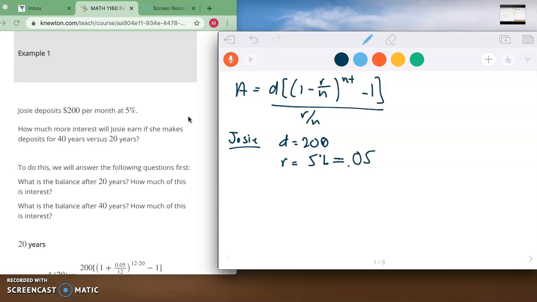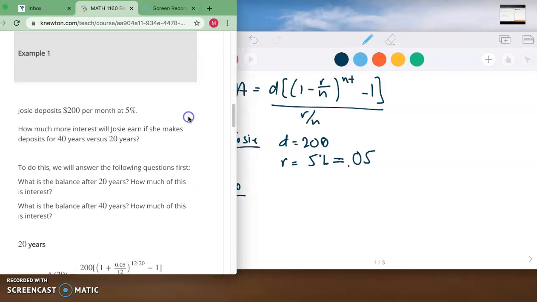And then how much more interest will Josie earn if she makes deposits for 40 years versus 20 years? So this is assuming the exact same account, but now we're doubling the length of time. And what you'll see, I can tell you right now, is that she's going to earn more than double that amount of money. So for anyone that's not investing and you have the ability to do so, I highly recommend it. So first, let's go ahead and look at 20 years.